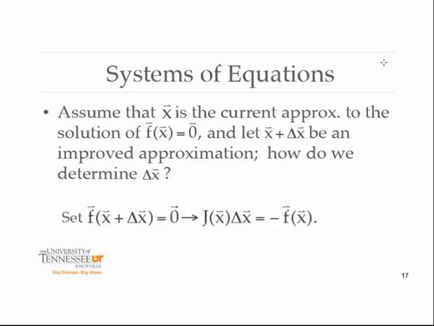So just like we had in the one-dimensional case, if we assumed that we were at the solution of that nonlinear system such that it was the solution to the vector value, all the functions being set to 0, then we would let x plus delta x be our improved approximation. And then the question would be, well, if that's true, then how do you determine how much to move from the current position x to x plus delta x?